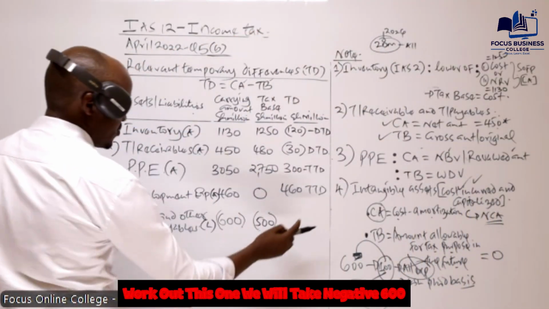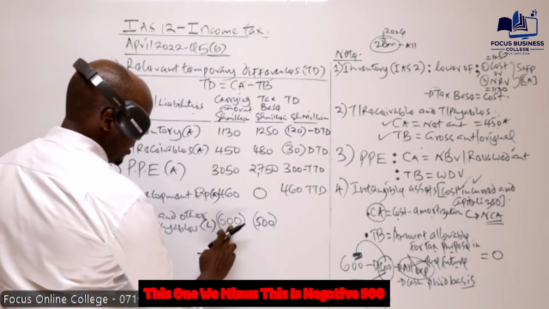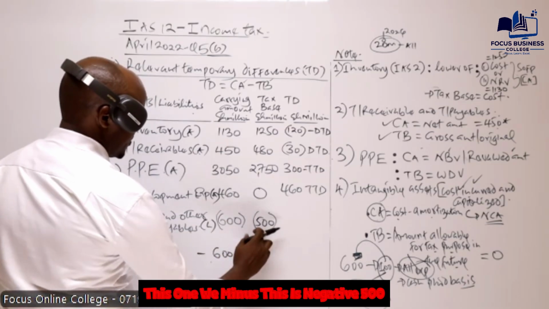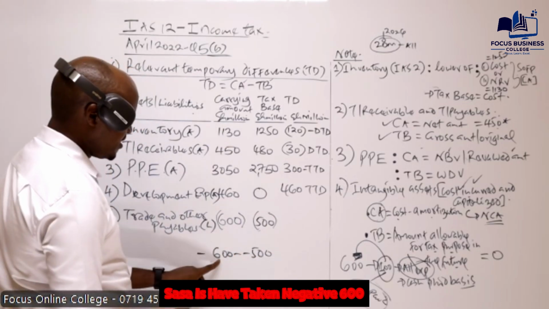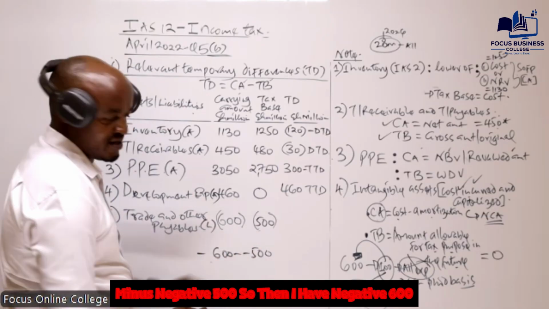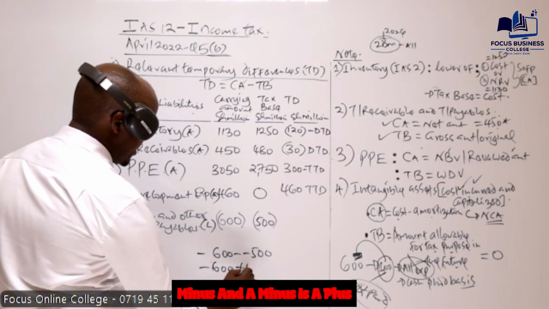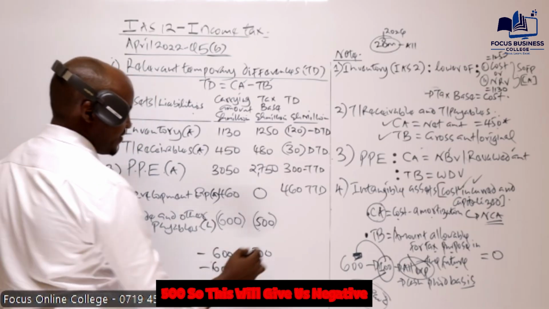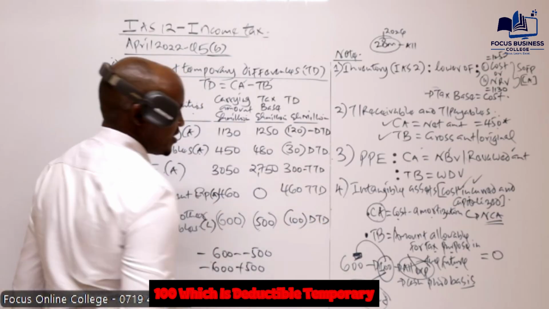So how do we work out this one? We take negative 600 minus negative 500. So then I have negative 600 minus, and a minus is a plus 500. So this will give us negative 100, which is a deductible temporary difference.